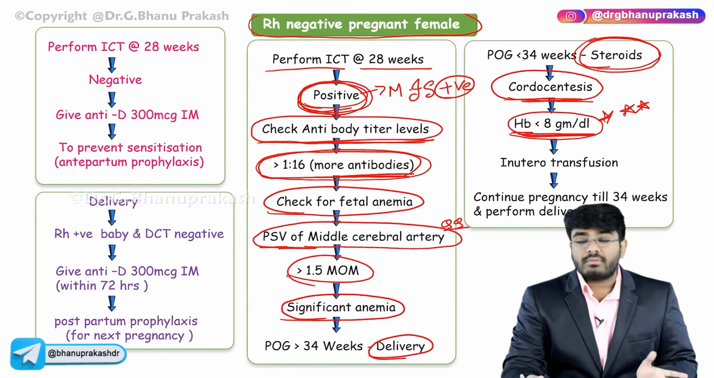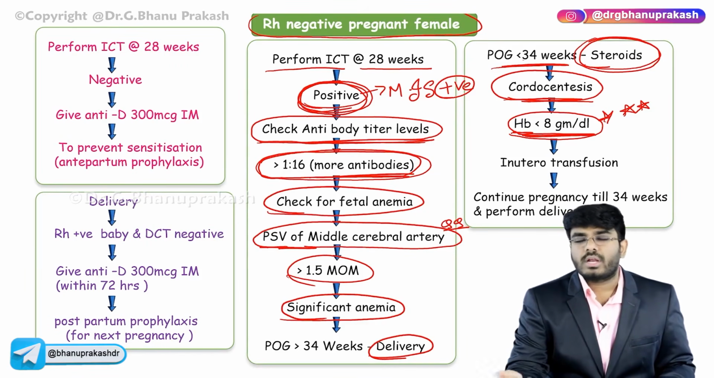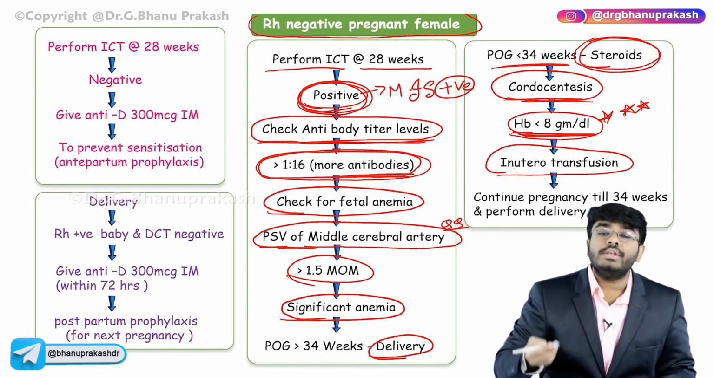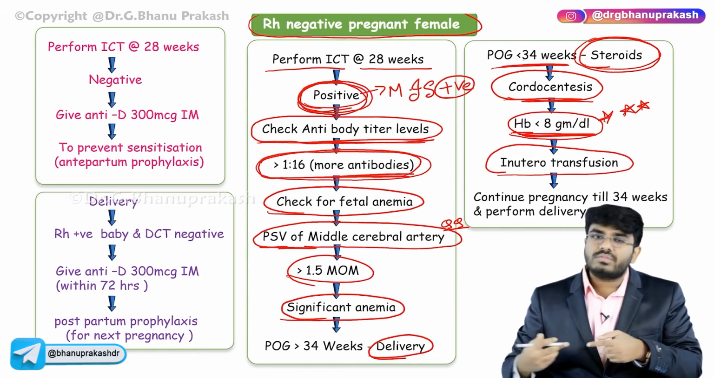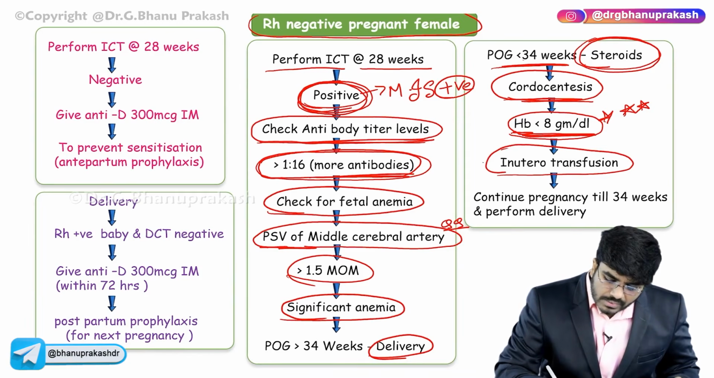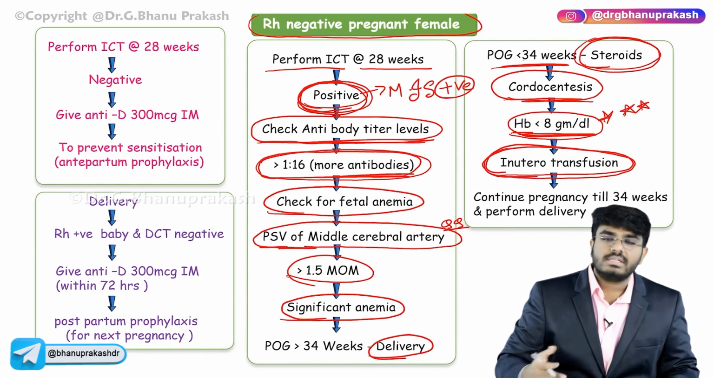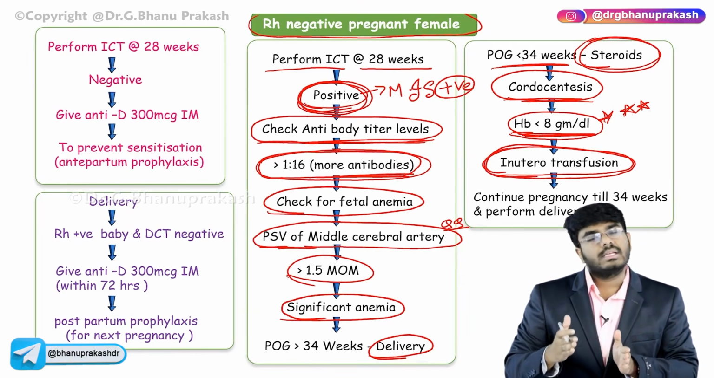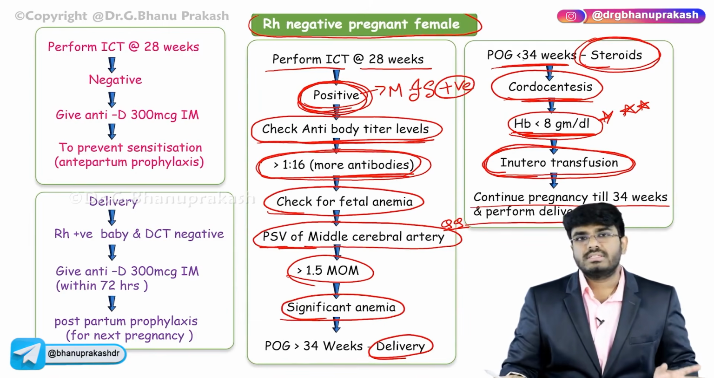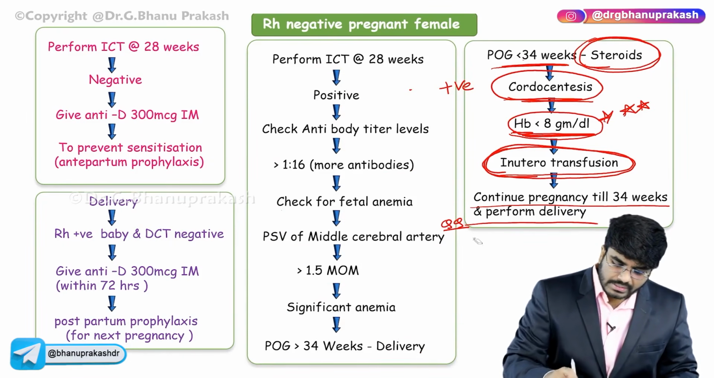Okay, see, actually you have to deliver the baby, but in this condition, the fetal lungs are not matured. So what you have to do? In order to prolong this pregnancy, you have to do the transfusion to the baby in utero. In utero itself, you are transfusing the blood to the baby, because there is severe hemolysis, severe anemia. So you have to do the in utero transfusion, give steroids and continue the pregnancy till 34 weeks and do the immediate delivery. Okay, so this is the protocol which we usually follow for Rh negative pregnant females.